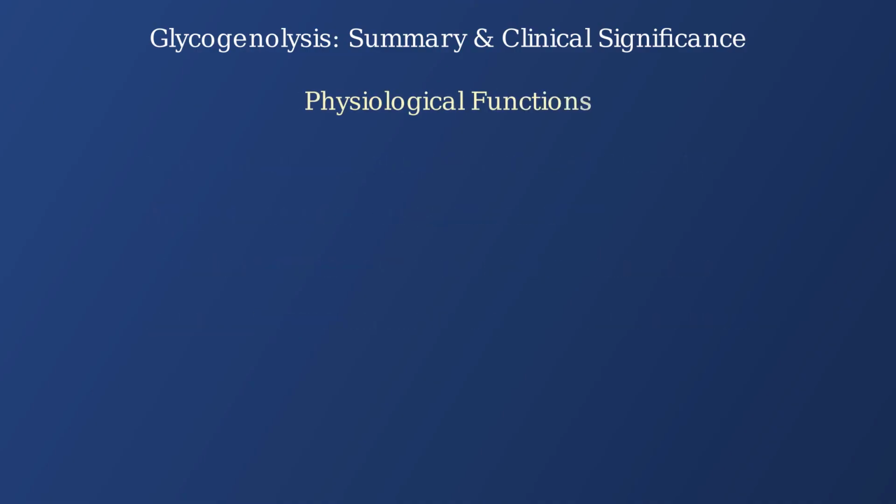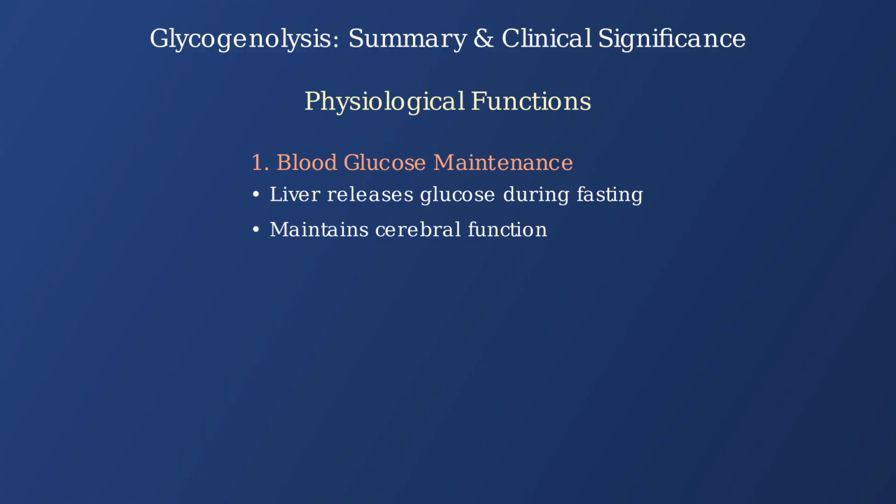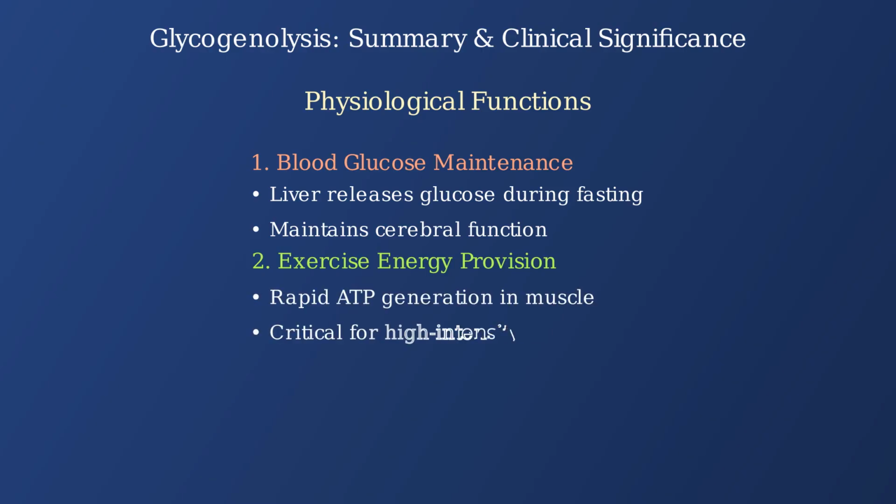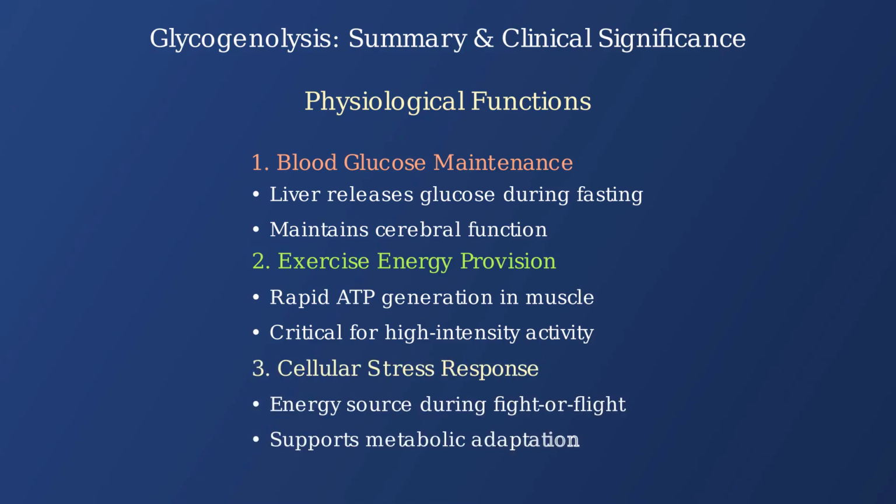Glycogenolysis serves three primary physiological functions. First, it maintains blood glucose levels, especially during fasting periods, which is essential for brain function. Second, it provides rapid energy during exercise, particularly during high-intensity activities when oxygen delivery isn't sufficient for aerobic metabolism. Third, it supports the body's immediate energy needs during stress responses and helps cells adapt to changing metabolic demands.